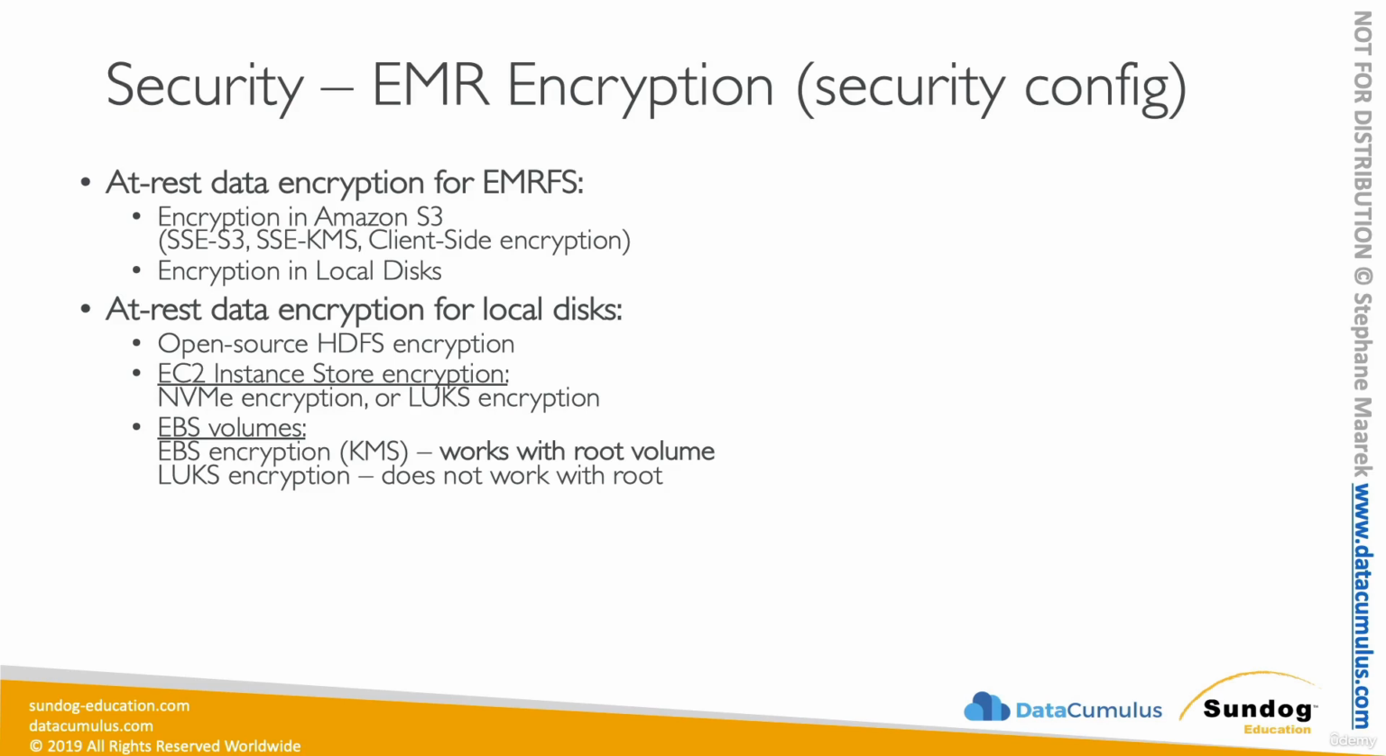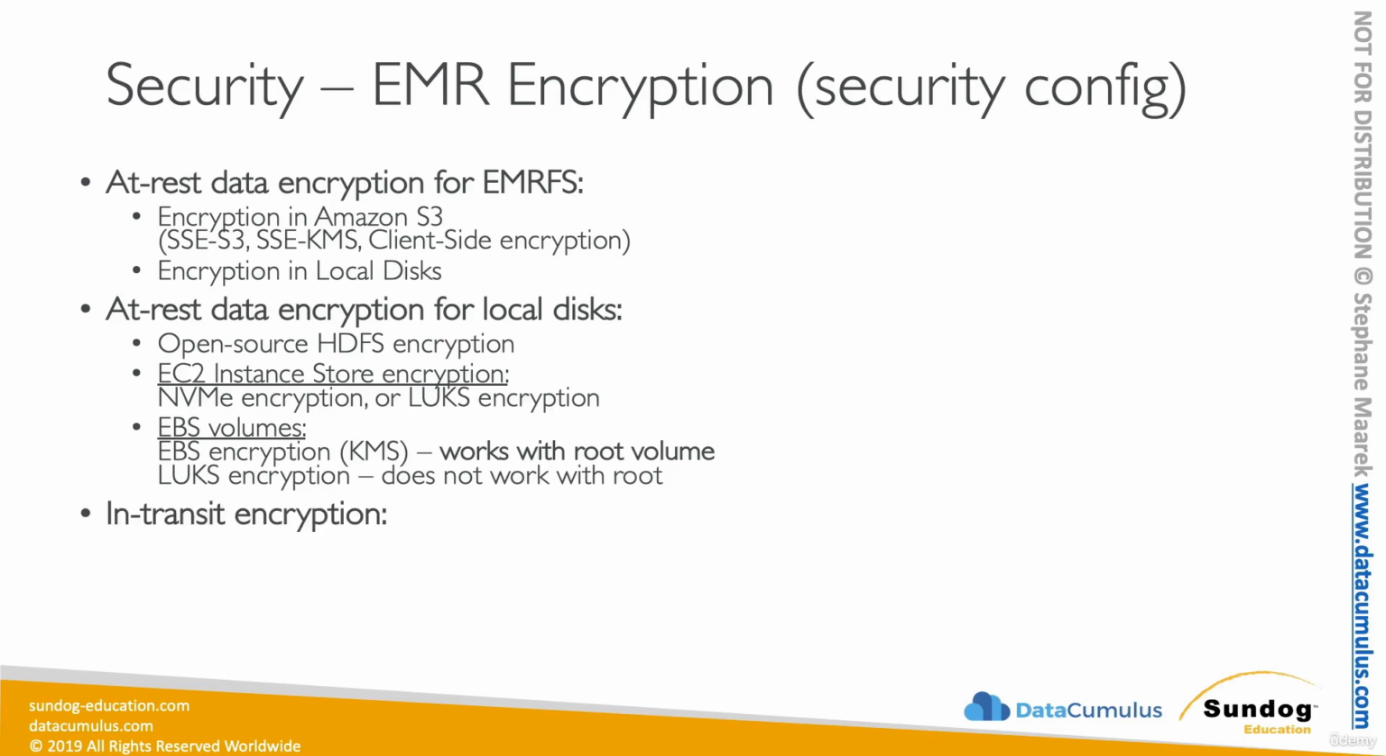And the good thing about it is that it works for the root volume of your EC2 instance, very important to remember. But you can also use LUKS encryption, and in that case, it does not work with roots. So if you come to an EMR cluster that is backed by EBS and you want to make sure the EBS volumes are encrypted, including the root volume, then you have to go with EBS encryption KMS, not LUKS encryption. Okay, that's for at rest.